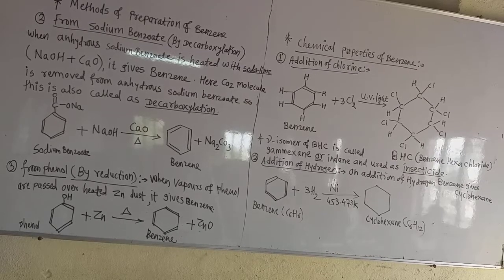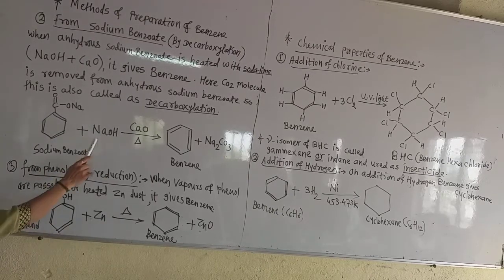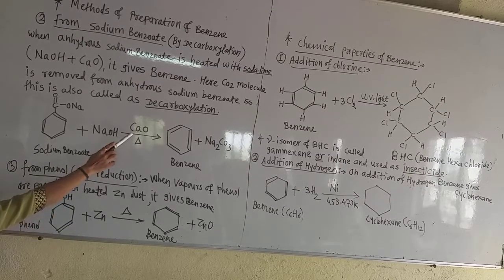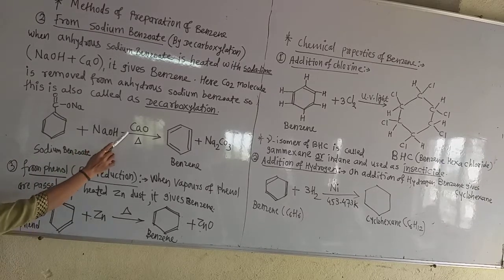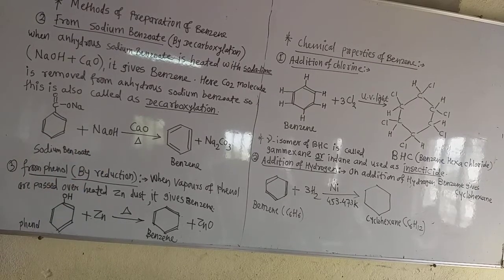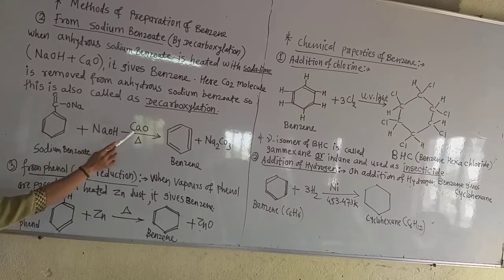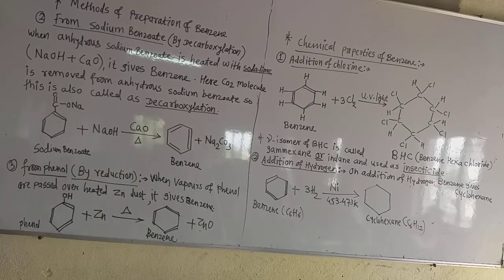Now when we heat this sodium benzoate in the presence of soda lime, NaOH is called the caustic soda. Sodium hydroxide is also called the caustic soda, and calcium oxide is called the lime. So NaOH plus CaO is called soda lime. When sodium benzoate is heated with soda lime, it gives benzene. Now how is this benzene obtained?